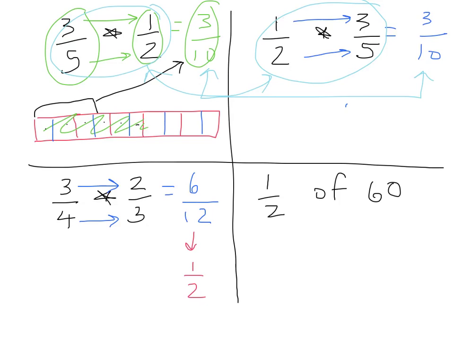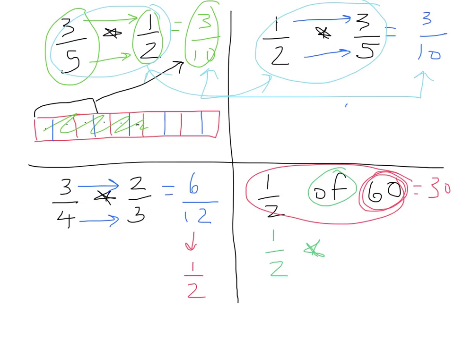This one I just want to show you because I'm using the word of here, and we've talked a little bit about this, but of means multiplication. And I bet if I asked you what is 1/2 of 60, you would all say 30. So when I do this kind of problem, because it's 60 wholes, I say it's 60 over 1. And then I just multiply straight across. 1 times 60 is 60, 2 times 1 is 2, and 60 over 2 is 30.